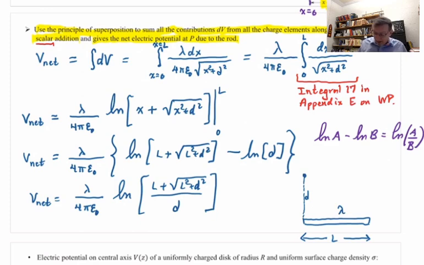If that's what we're doing, then we can use this formula right here, and we have calculated the electric potential at that location for such a charged rod. Then you can plug in the lambda that's given and the L and the D. Now, note something about that lambda.